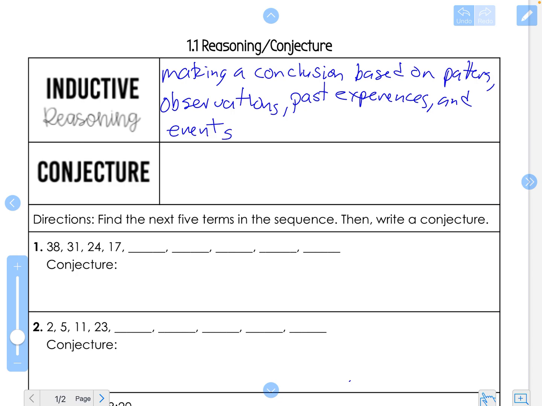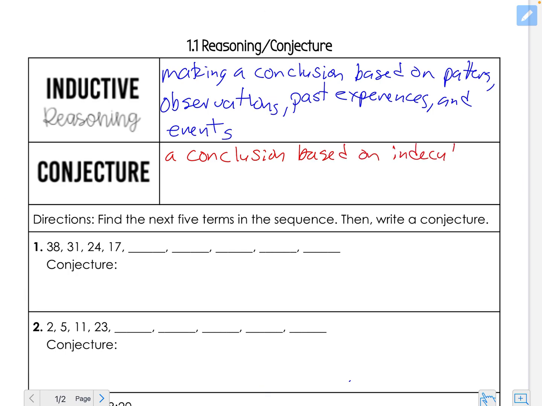So inductive reasoning is basically, once you've seen something, you're trying to figure out how it happens, and so you kind of make a hypothesis. We call that hypothesis, or that conclusion that you draw, a conjecture. So a conjecture is a conclusion based on inductive reasoning. It is often unproven.